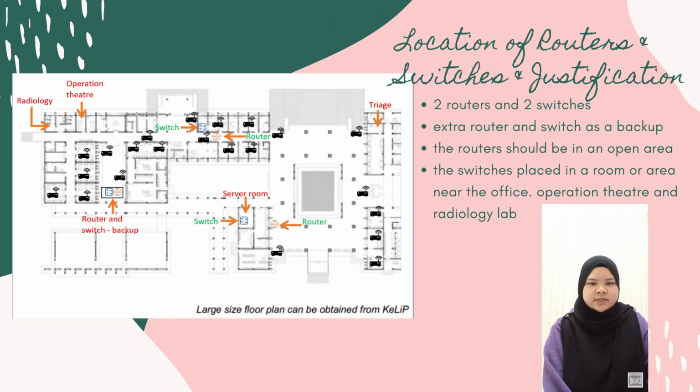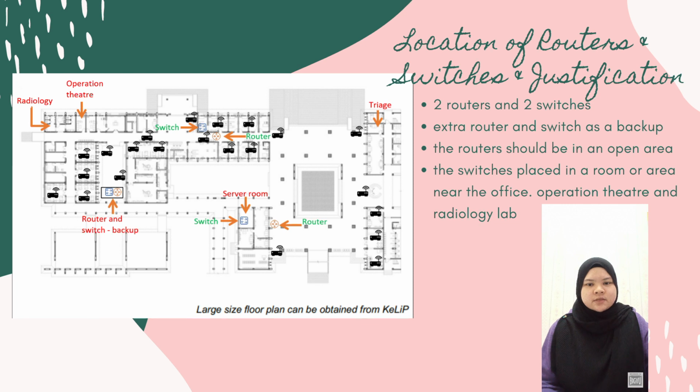The next question asks about the location of routers and switches on the floor. Firstly, I will suggest to provide 2 routers and 2 switches for the entire floor. Also, it's better to have an extra router and switch to act as backup. The location of the routers should be in an open area. I prefer to place them in the hallways, where the waiting room, wards and most offices are located. It could get maximum coverage there, but the location could change depending on the connection.